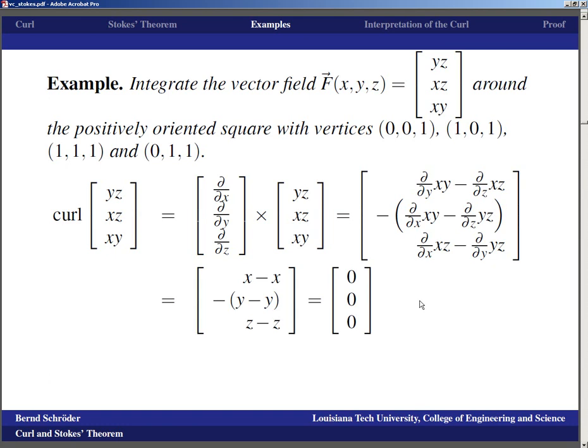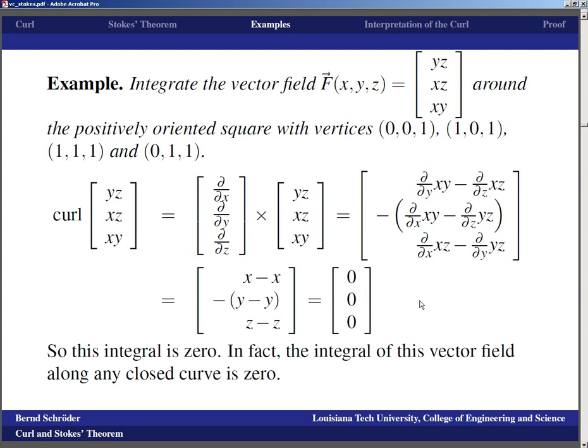This integral is 0. And in fact, the integral of this vector field is 0 along any closed curve, which is nice. So sometimes you just luck out, you end up with a vector field that has curl 0, and then by Stokes' theorem, that means that all the surface integrals of that curl, of course, are 0, and that means all the line integrals over closed curves. Goodness gracious, sorry about that. So all line integrals over closed curves of this vector field would be 0.